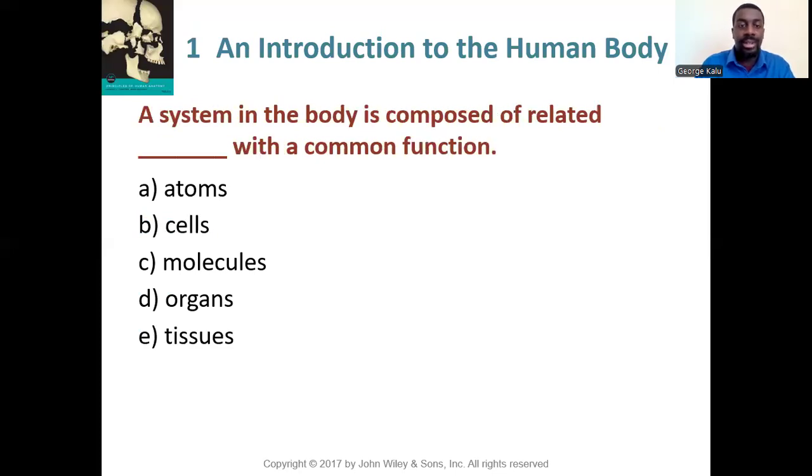Another question. A system in the body is composed of related blank with a common function. Okay, take a second. Pause the video if you need to. And so the answer to this would be an organ. A system is going to be made up of multiple different organs with a common function.